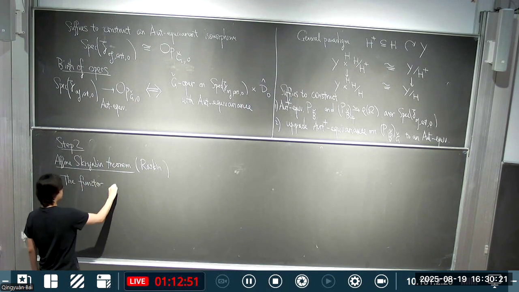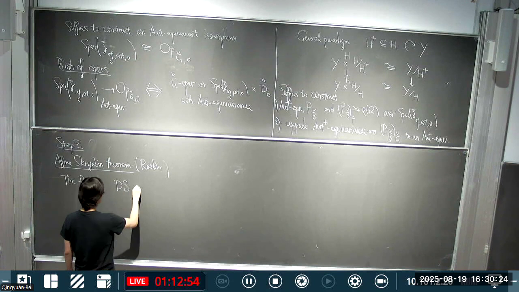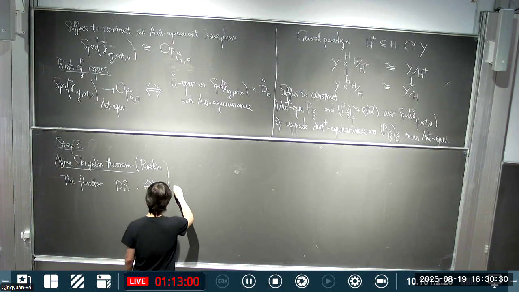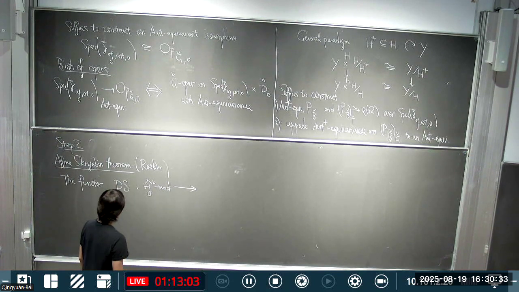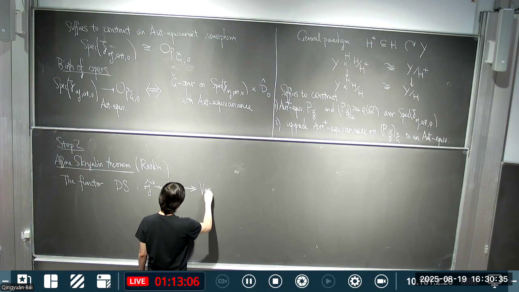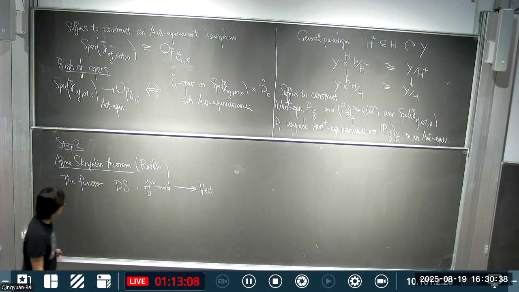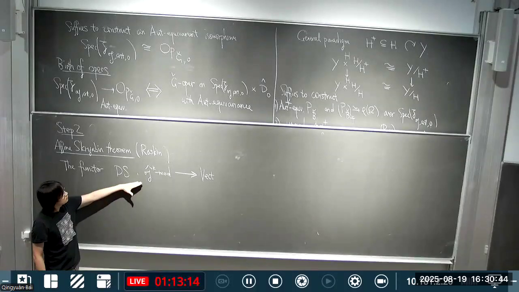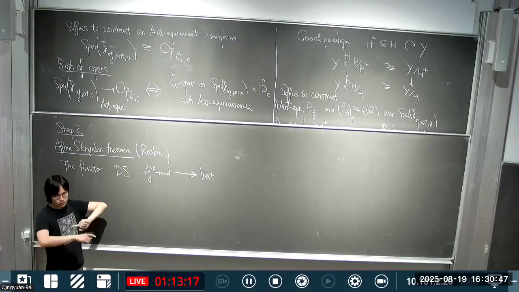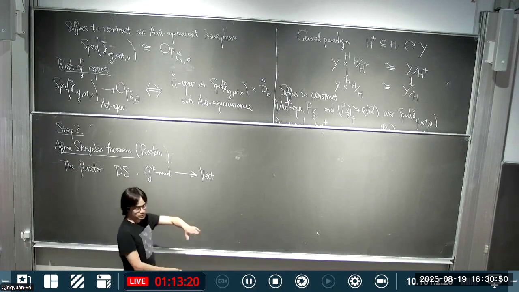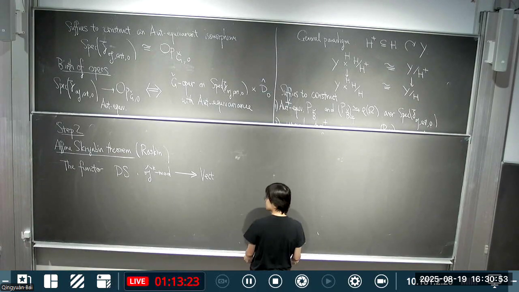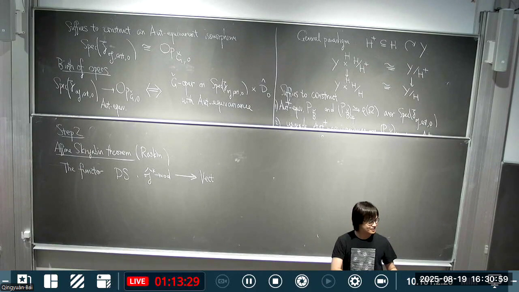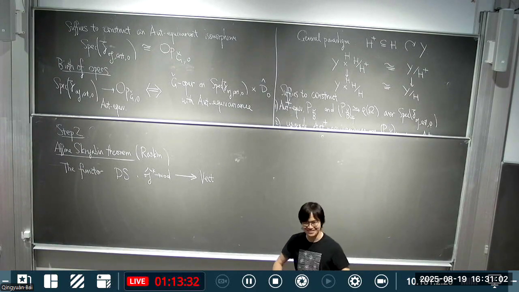If you consider this Feigin-Frenkel functor DS from G at kappa mod, this is the functor of semi-infinite cohomology on the loop algebra for n with this Whittaker twist. It could be explained, and I think in one of the future talks a more precise definition will be given.